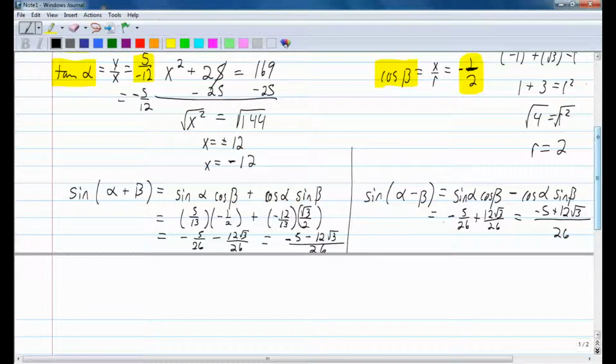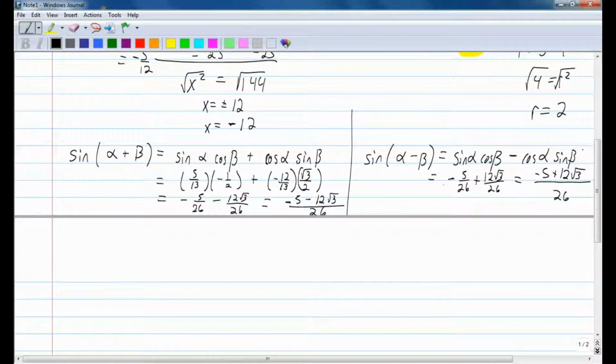Alright, now let's do the sum for cosine. So we need to look back at our formulas or remember these formulas. The cosine of alpha plus beta is equal to cosine of alpha times the cosine of beta minus, now remember with the sum, you put a minus with cosine. So minus sine alpha sine beta.